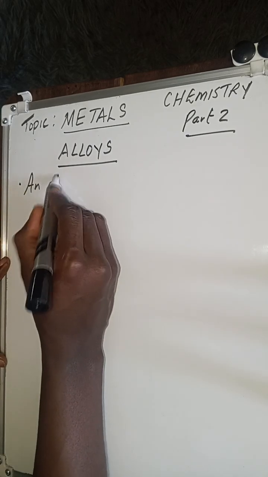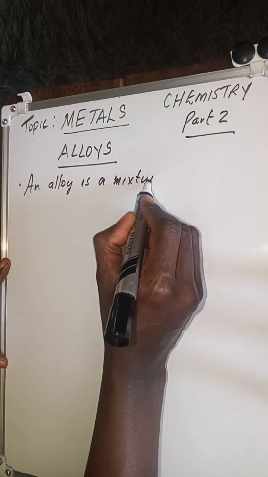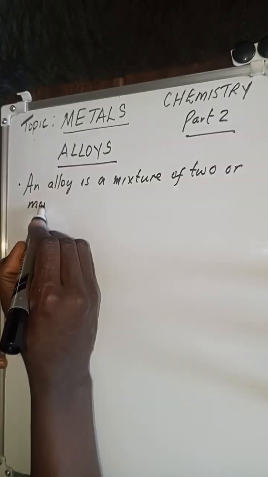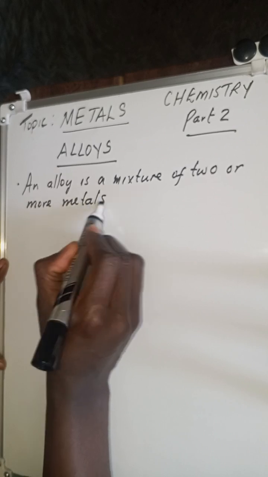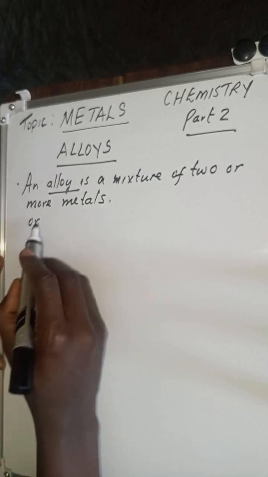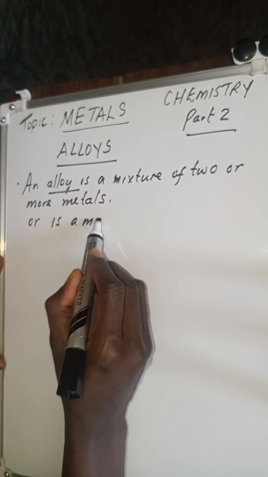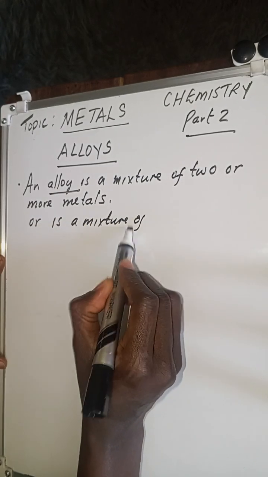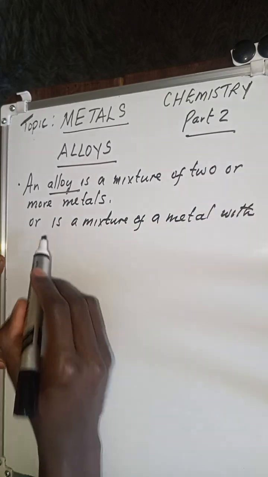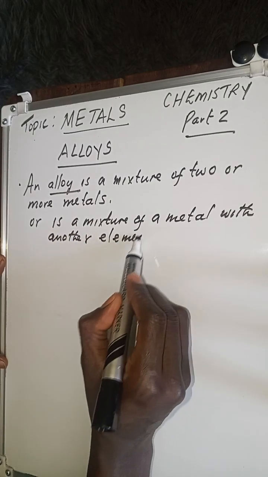An alloy is a mixture of two or more metals. So that is the way we can define an alloy. But others may define an alloy simply as a mixture of a metal with another element. So that is what we mean. So that can be an alloy.